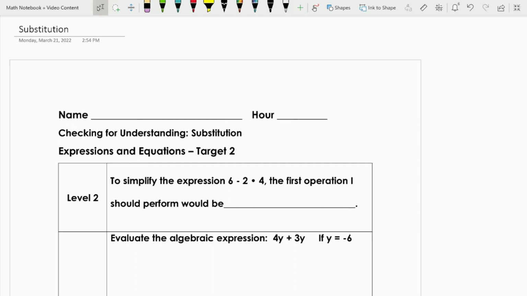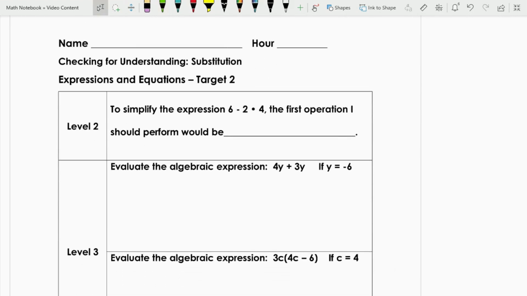Okay, this video is going over our second quiz, which is substitution. And we're going to go over the level 2 and level 3 questions. So our very first level 2 question says, to simplify the expression 6 minus 2 times 4, what's the first operation that we should perform?